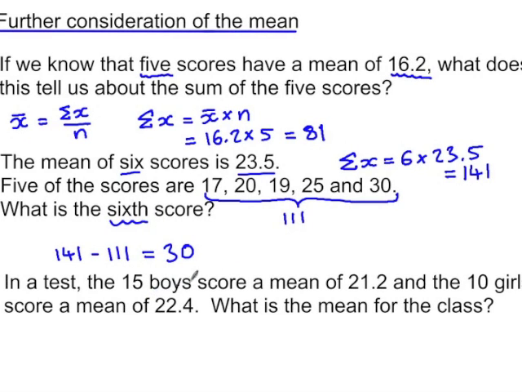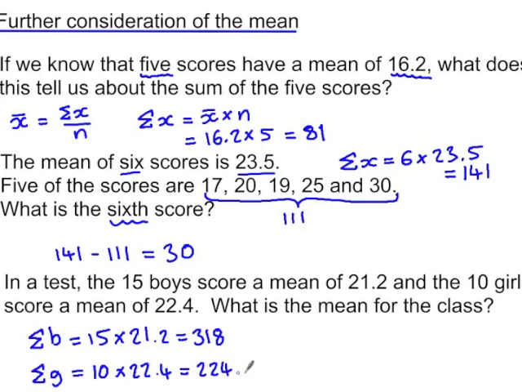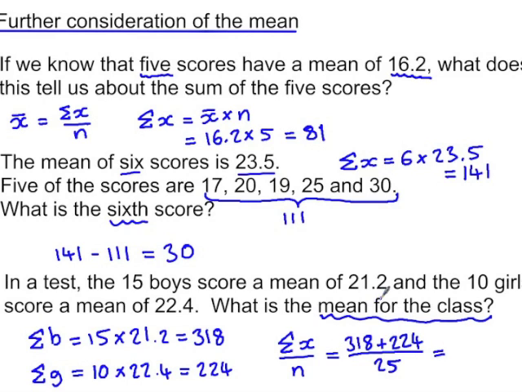Now we have some information about 2 groups of students within the same class. The 15 boys scored a mean of 21.2, so the sum of the boys' scores is 318, and the sum of all the girls' scores is 224. The mean for the whole class is the sum of all of the scores divided by the total number of students. Therefore, the mean for the class is 21.68.